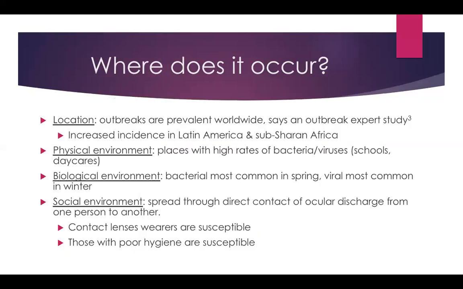So where does pink eye occur? In a 2021 review of 155 global outbreaks of pink eye, it was found that the global epidemic of pink eye occurs across all ages, all regions, and all socioeconomic groups. And this study specifically looked at data of pink eye outbreaks between 2012 and 2017.